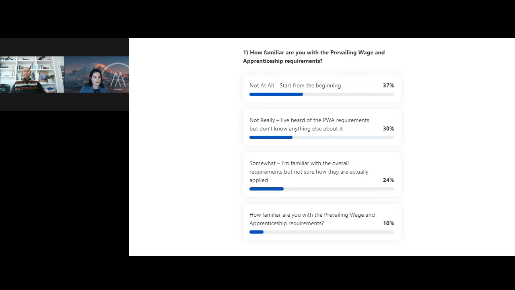Okay. All right, so it looks like a pretty even split as far as people's familiarity. So I'll try to cover the baseline for all of those that aren't familiar with PWA requirements, but also get into what we view as some of the key points of the rules, particularly some proposed guidance that was recently issued for those of you that are seeking more detailed guidance as to how to apply these rules for your projects.